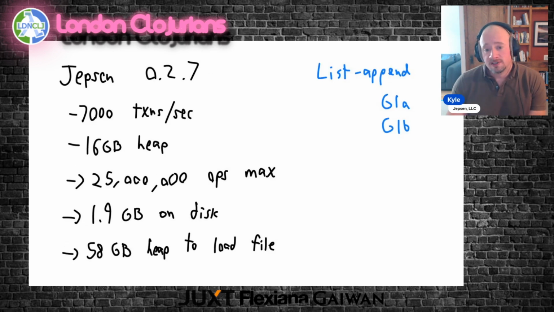Jepsen 027, doing a list append test and testing for G1A, aborted reads, and G1B, intermediate reads, would top out at 7,000 transactions per second, and it was limited specifically by the generator. It would blow out a 16 gig heap in about an hour and a half by writing just 25 million operations, and then it would just run out of memory and give up. That would produce 1.9 gigabytes on disk, and if you wanted to analyze it, you needed a 58 gigabyte heap. Lots of reasons why materializing that data back into RAM got really expensive.